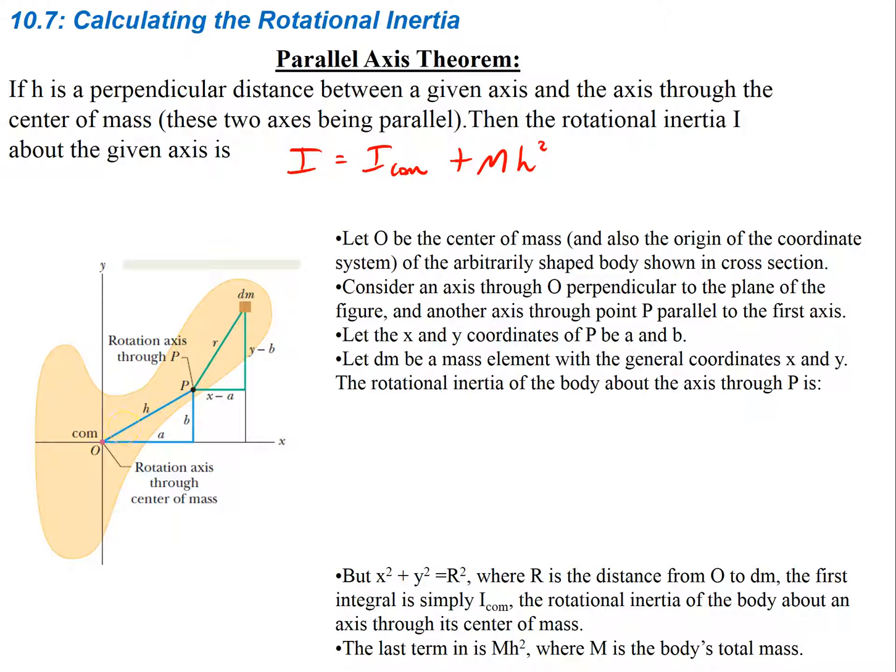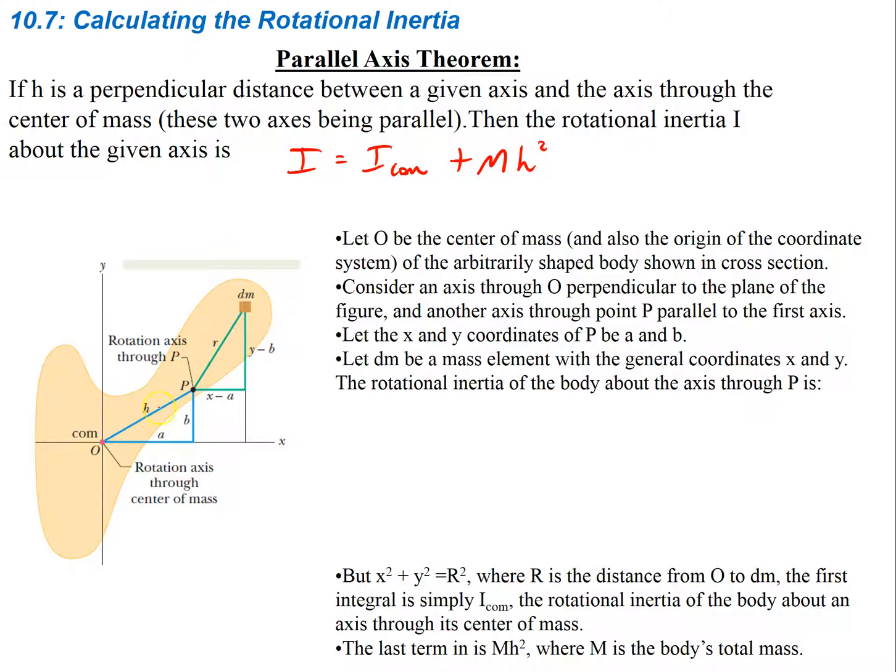Okay, so let's look at how this formula came about. Here it just shows you a little more about the situation. It says, let O be the center of mass and also the origin of the coordinate system of the arbitrarily shaped object. So this is the arbitrarily shaped object we're talking about. Consider an axis through O perpendicular to the plane of the figure and another axis through P, right? So we have these two axes here.